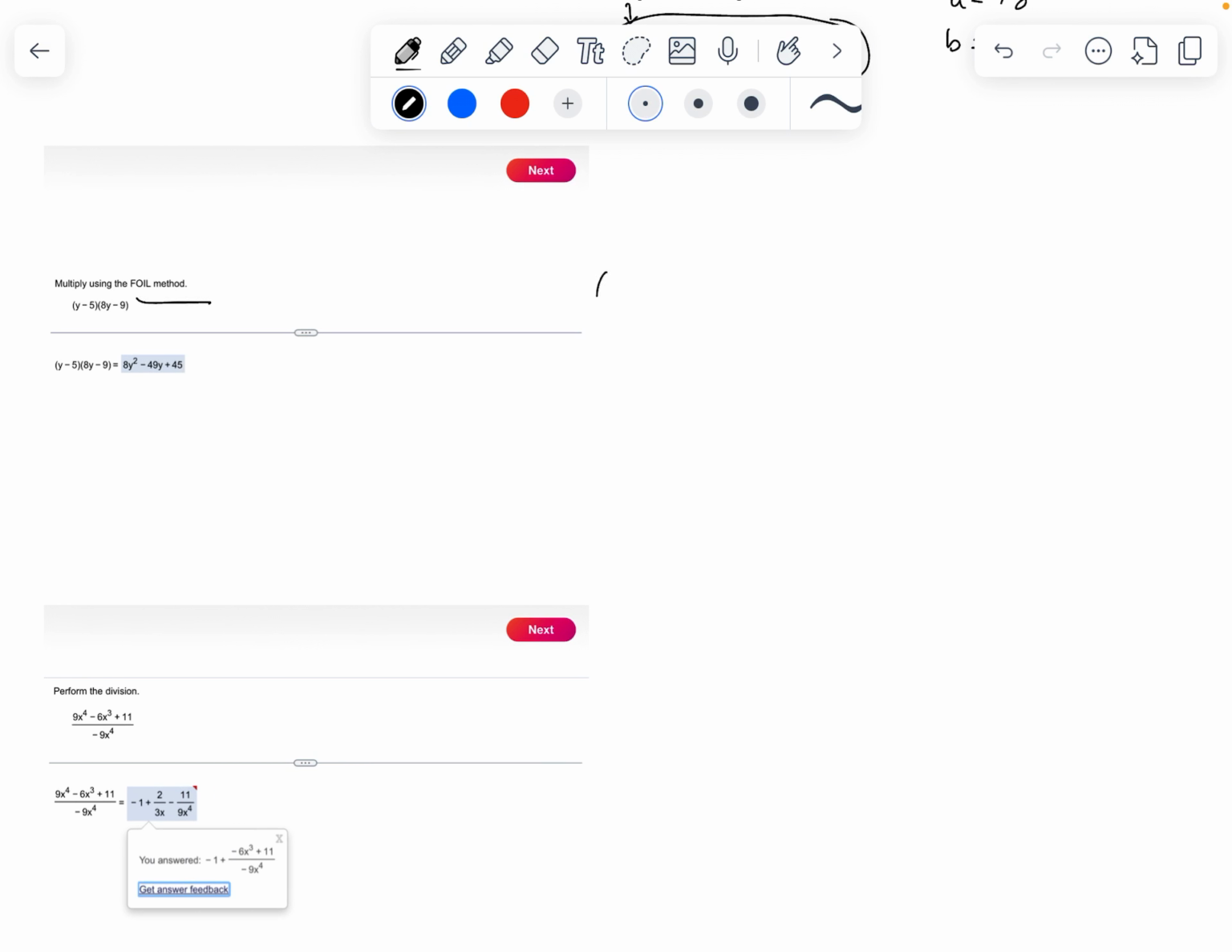Here they say to use the FOIL method. The FOIL method says that you take A, you multiply by C, that's the first one, and then you take A, you multiply by D, that's the second step, and then you take B, you multiply by C as the third, B times D as the fourth.